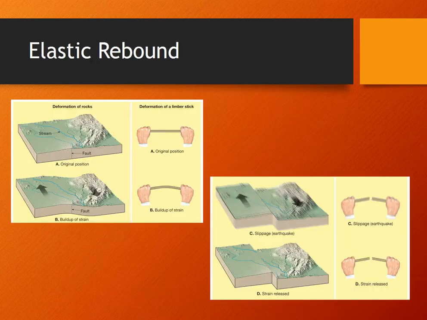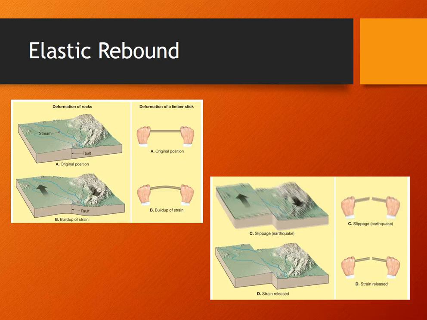Now what happens through this theory of an elastic rebound. So we've talked about rock deformation. That's what faults and folds are all about. When a rock deforms plastically, it bends and it stays bent, and that's why we get anticlines and synclines.